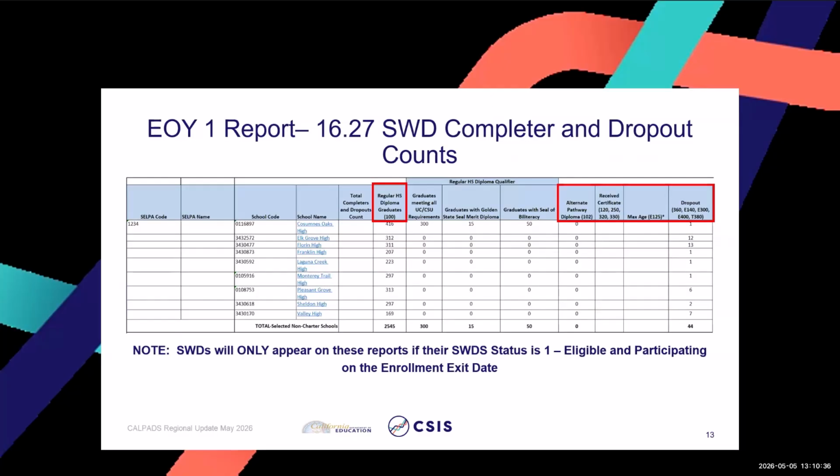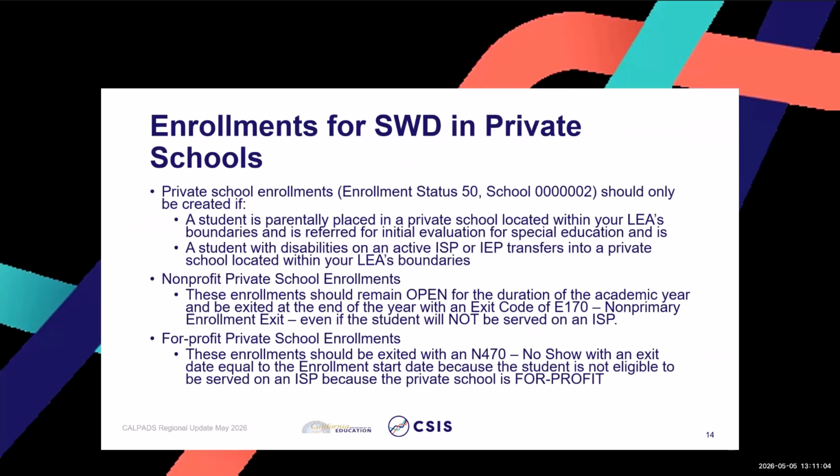And here we have the example layout of report 16.27, the completer and dropout counts. Notice columns for high school diploma graduates, alternate pathway diploma earners, as well as those earning a certificate of completion, as well as max age and dropouts. Do note students with disabilities will only appear on these reports if their status is eligible and participating on the enrollment exit date.